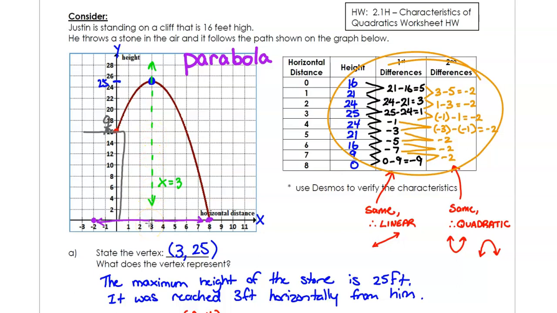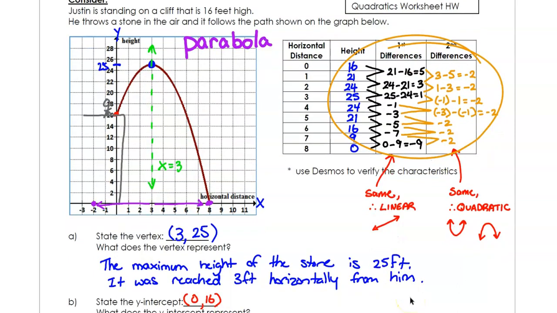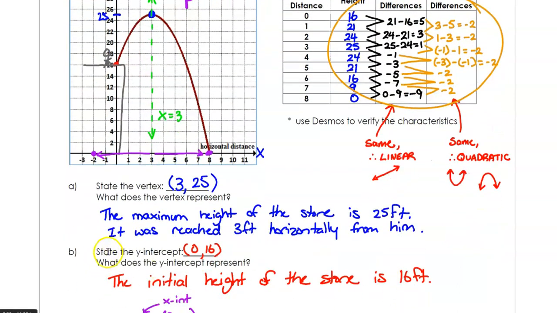Does that make sense? So this position right here is horizontally 3 feet away from him, but up at the height of 25. So it is a maximum height of 25 feet, and it's reached 3 feet horizontally from him. Next, state the y-intercept. Looking at the y-axis, it's intercepted right here, and that's a number of 16. So what does the y-intercept represent? Sorry.